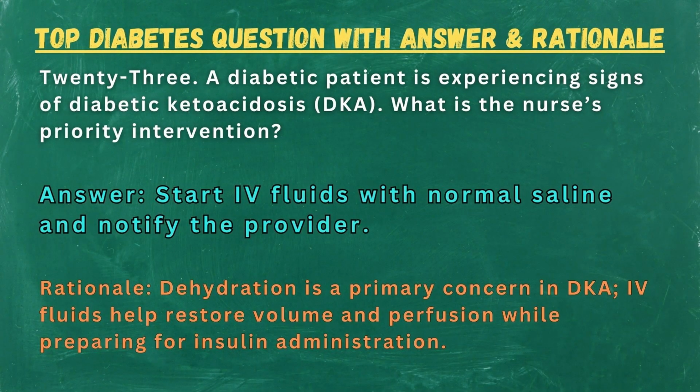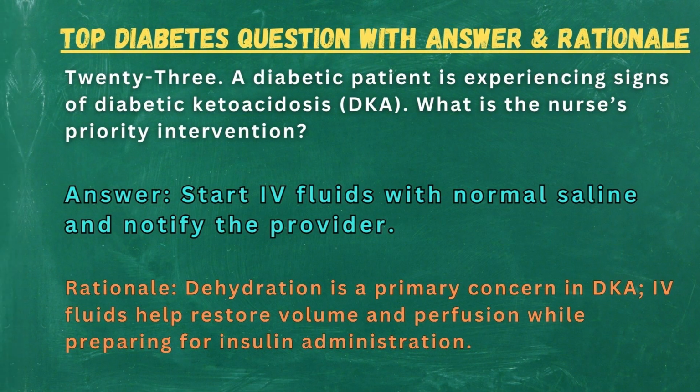23. A diabetic patient is experiencing signs of diabetic ketoacidosis, DKA. What is the nurse's priority intervention? Answer. Start IV fluids with normal saline and notify the provider. Rationale. Dehydration is a primary concern in DKA. IV fluids help restore volume and perfusion while preparing for insulin administration.